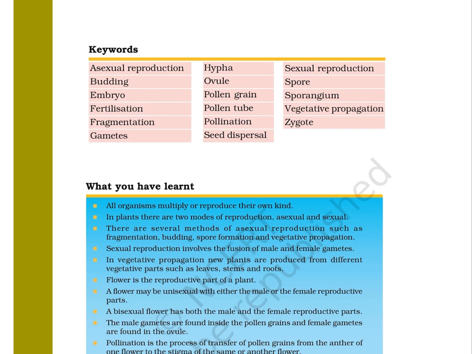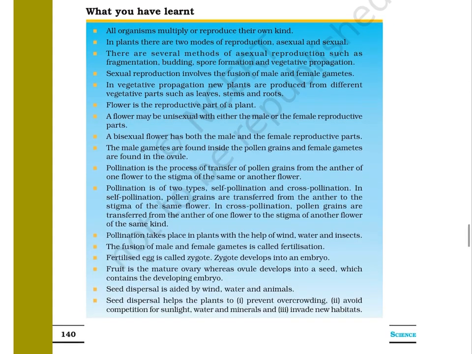1. All organisms multiply or produce their own kind. 2. In plants, there are two modes of reproduction, asexual and sexual. 3. There are several methods of asexual reproduction, such as fragmentation, budding, spore formation, and vegetative propagation. 4. Sexual reproduction involves the fusion of male and female gametes.